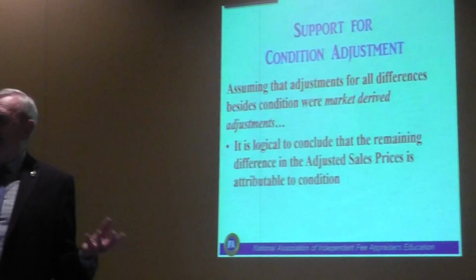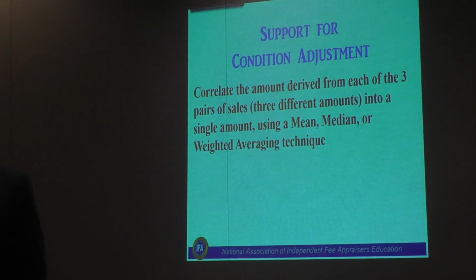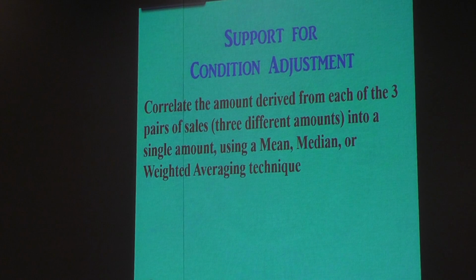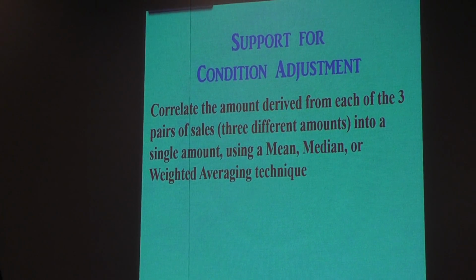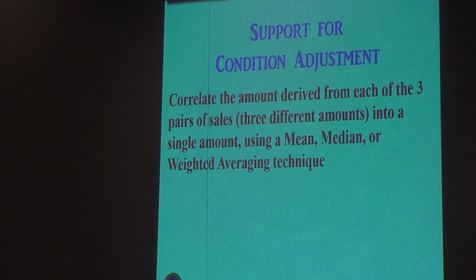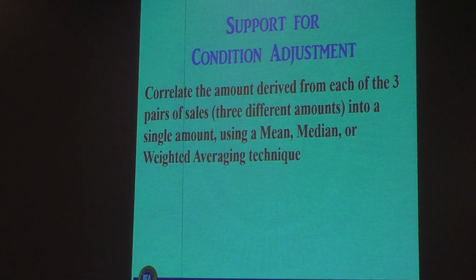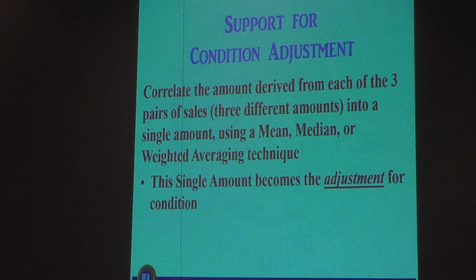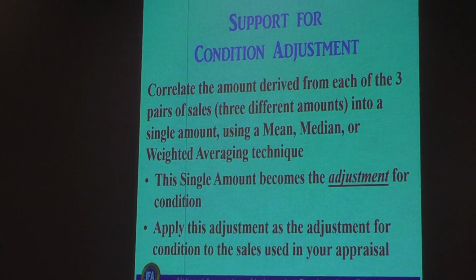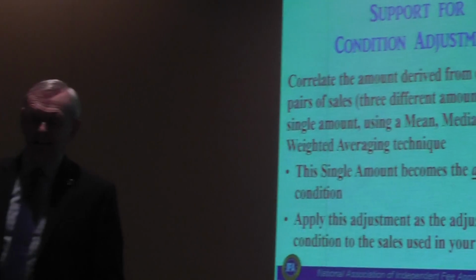It's logical to conclude that the remaining difference in the adjusted sales prices is attributable to that one factor we haven't adjusted for, condition. So we correlate the amount from these 3 pairs of sales into a single amount. We can do the mean, the median, or a weighted average technique, or that should cover it, the ways we'd reconcile them into a single amount, and that becomes our adjustment for condition, and we apply this adjustment as the adjustment for condition to the sales used in the appraisal.